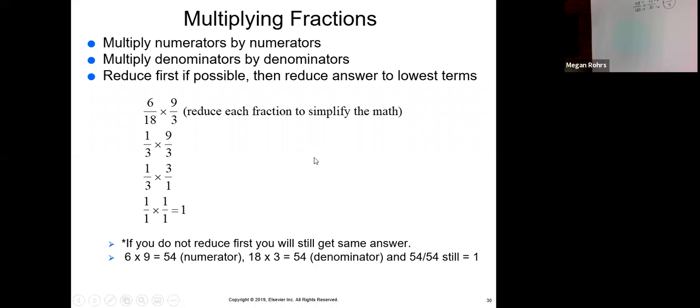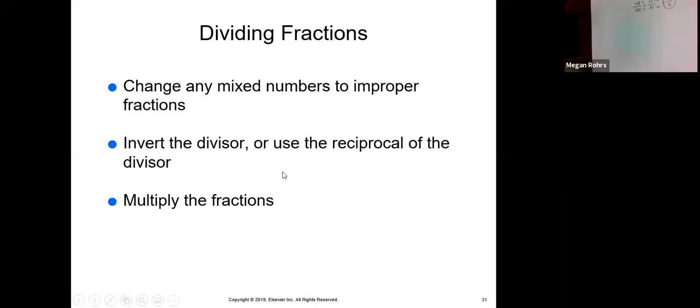All right, now we're going to look at multiplying fractions. So multiplying fractions is pretty simple. You just multiply your numerator times your numerator and your denominator times your denominator, and then you reduce. So here's one example here. I'll show you a few others in just a second. And I'm also going to go through how to divide fractions as well.